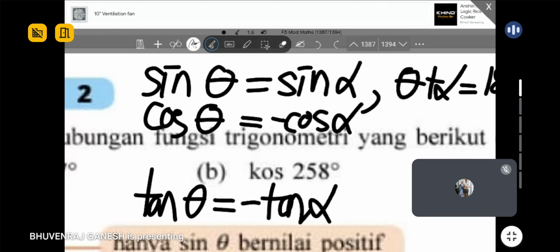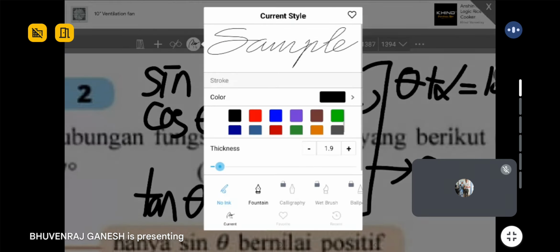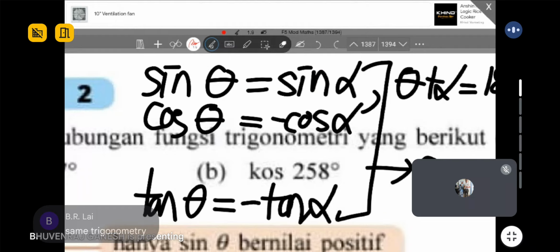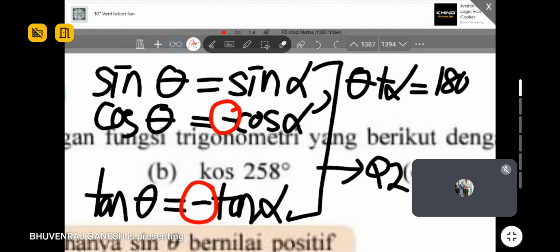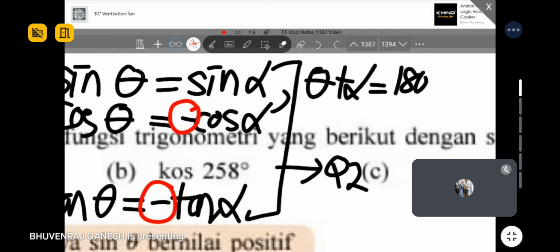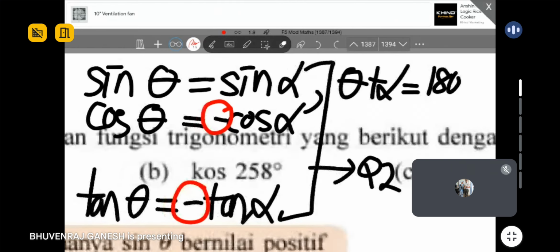So why is it like this guys? Mengapa macam ni? If you remember and see, all of this satisfies quadrant 2. Am I right? Quadrant kedua, sine positive, cos and tangent negative. Nampak tak guys? Simbol negatif kat sini. Do you all see this? Negative, negative. So all this relationship is for quadrant 2. Untuk quadrant kedua.